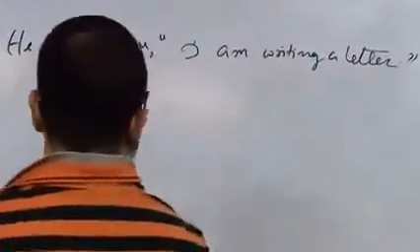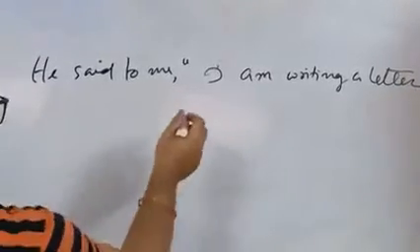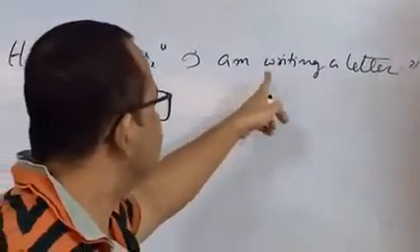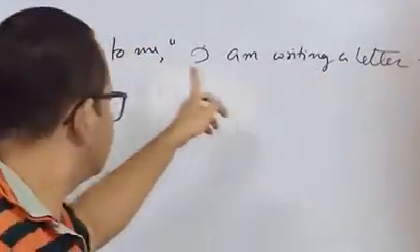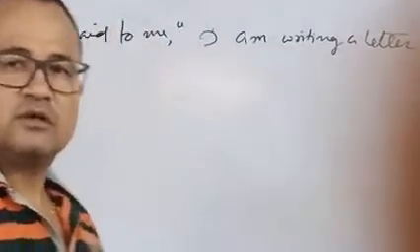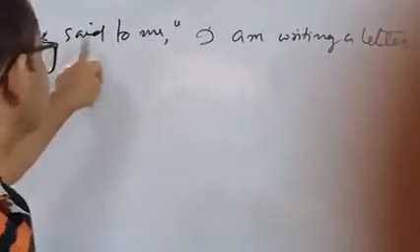He said to me, "I am writing a letter." This is another example of direct narration. So what I am going to tell you is that this particular sentence is in direct form: he said to me, "I am writing a letter." He told me that I am writing a letter. This is a statement which he has given to you.